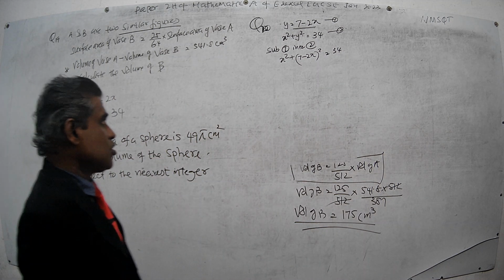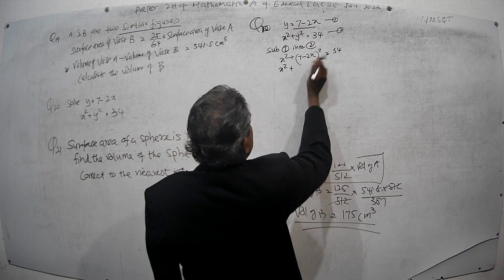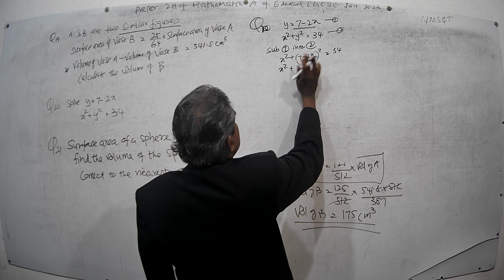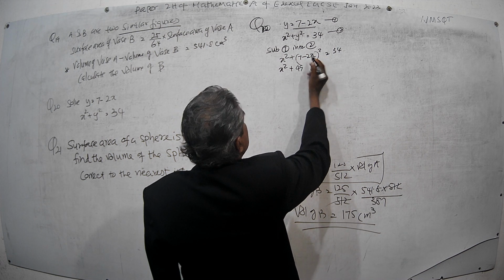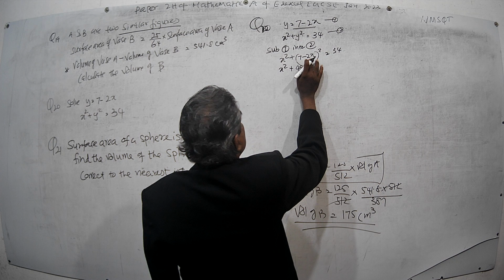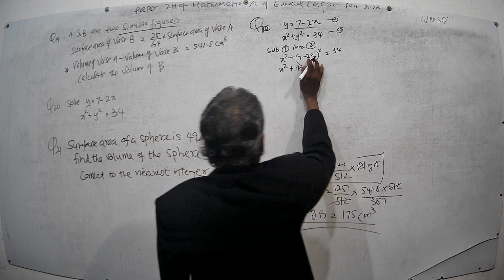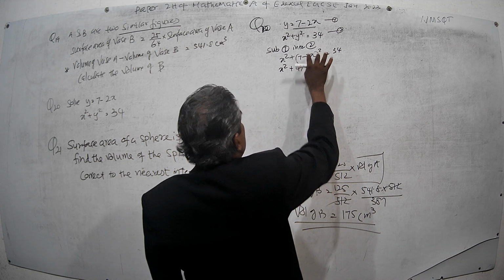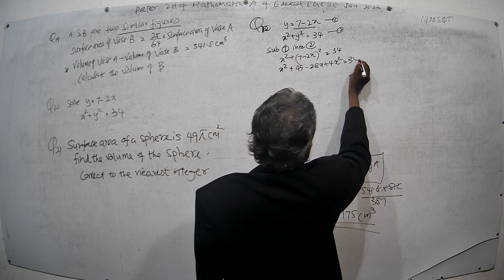Right. Now you expand this. x squared plus, how do you expand this? This one is squared, then this one into 2, and this one squared. And 7 squared is 49. Then this one into 7 into minus 2 is minus 14. Minus 14 into 2 is minus 28x. Then minus 2x whole thing squared means plus 4x squared equals 34.